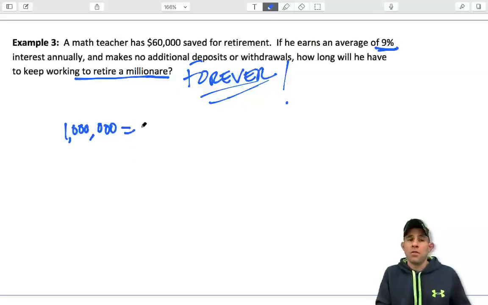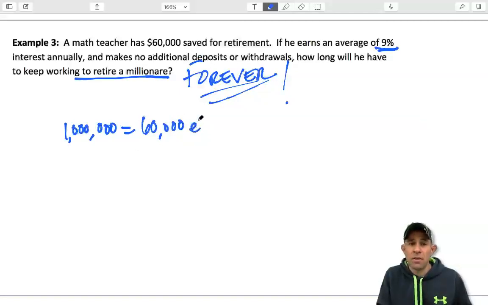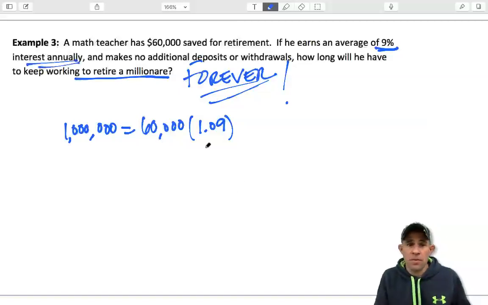$1 million is the goal. He's got 60 G's to invest. It's going to be compounded at an average of 9%. So let's write that as 1.09. It's going to be calculated annually, so I'm just going to leave it like this. It's not going to be divided by any number. And then how long, so that's t here, is my power that I'm looking for.